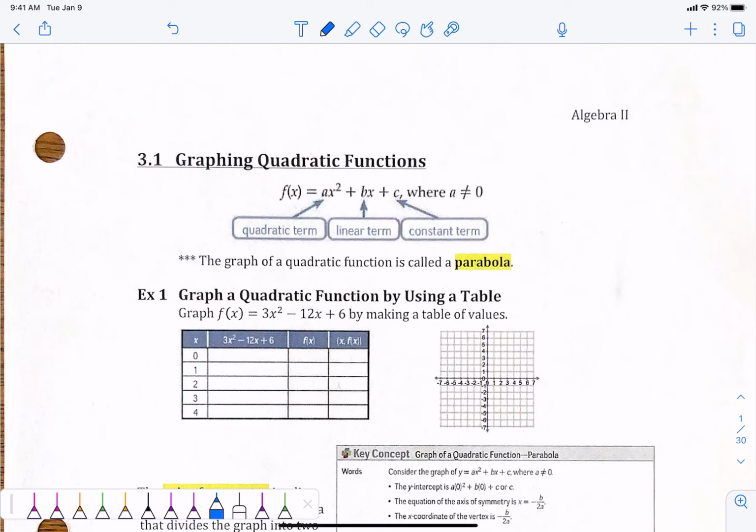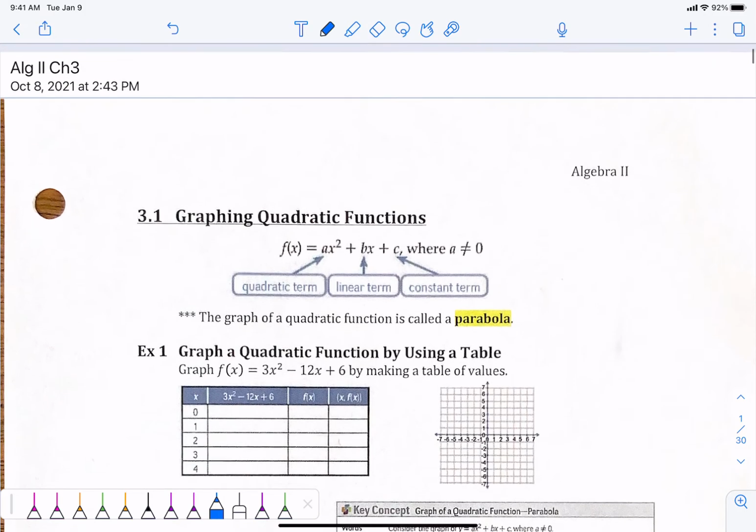This is quadratic functions, okay? Just wait. We'll get to that. Quadratic functions. This is 3-1. We will have a worksheet for homework, and I'll explain that here in a second. But let's talk about quadratic functions for a second.